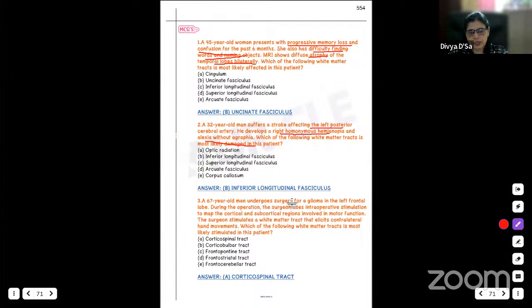A 67-year-old man undergoes surgery for a glioma in the left frontal lobe. During the operation, the surgeon uses intraoperative stimulation to map the cortical and subcortical regions involved in motor function. The surgeon stimulates a white matter tract that elicits contralateral hand movements. Which white matter tract is most likely stimulated? Stimulating one area produces contralateral movements, so it is the corticospinal tract, otherwise called the pyramidal tract. That is the answer here.